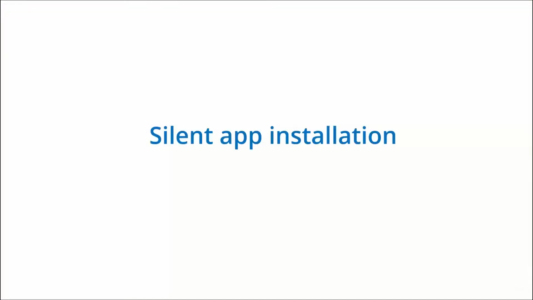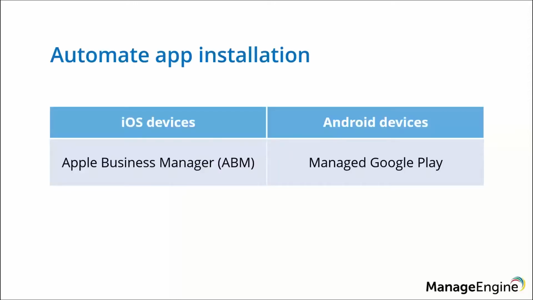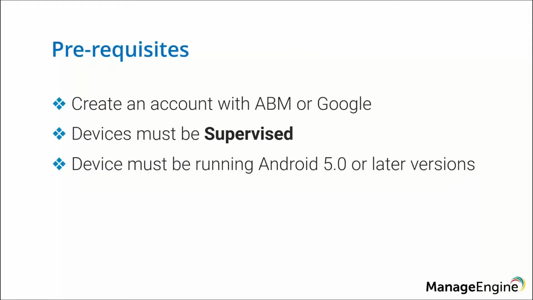And in order to avoid this, that is where we provide the silent app deployment technique. There are certain prerequisites which will also be covered in the upcoming slide. There are two ways through which you can automatically deploy the app on the devices. For iOS, it is using the Apple Business Manager, and for Android, it will be using the Managed Google Play service. You'll be able to silently deploy the applications on the end user devices.